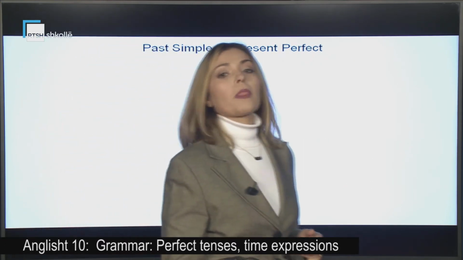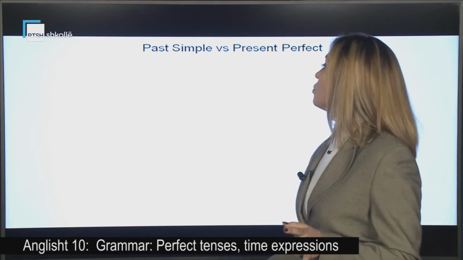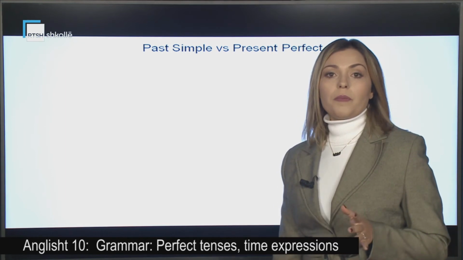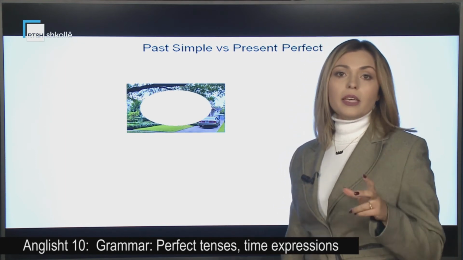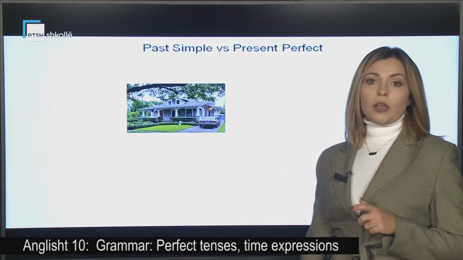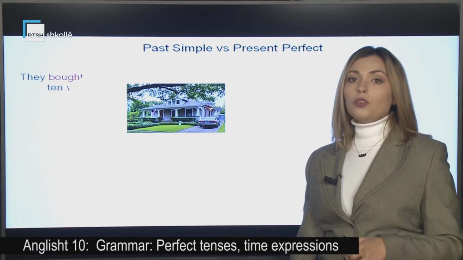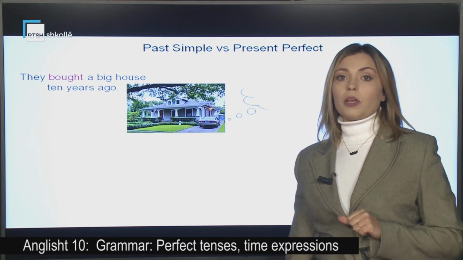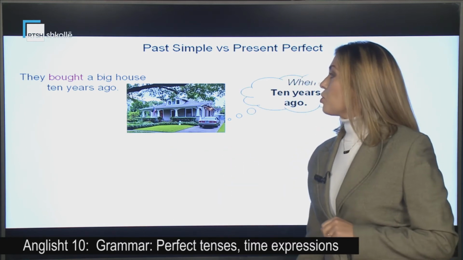Now, many students confuse the past simple and the present perfect. I'm going to give you a hint so that you don't confuse them, so that you can be certain when to use past simple and when to use the present perfect. Take a look at this picture.